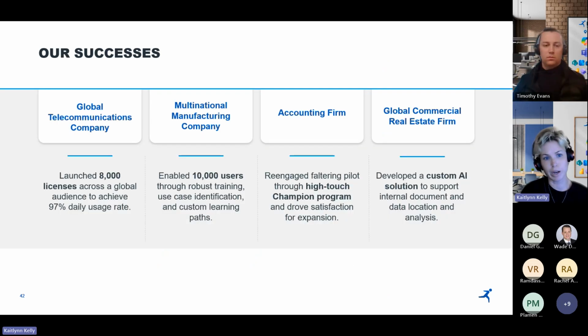And just to give a quick overview, right? No matter your organization, no matter the size, no matter the industry, Copilot can really help you, just as it helped all of those different personas and departments in an individual organization. So whether you're looking to launch 8 to 10,000 licenses at once and create a really comprehensive platform, whether you're looking for just engaging that high-touch champion program for a small, maybe 300 user cohort, or whether you're looking to develop a custom AI solution to support your own internal processes, all of this is possible through Copilot and working with a partner like us.